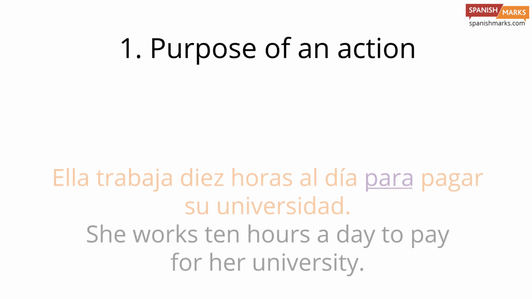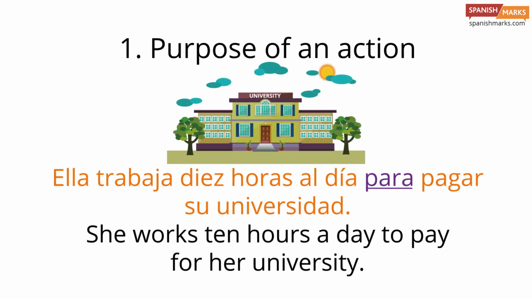Okay, so we have gone through a list of uses for por. Now, let's look at the preposition para. This should be a little easier as it has fewer uses than por. Purpose of an action. Ella trabaja 10 horas al día para pagar su universidad. Use para when talking about the purpose or goals of an action. For this use, the verb after para has to be in the infinitive form, so not conjugated.